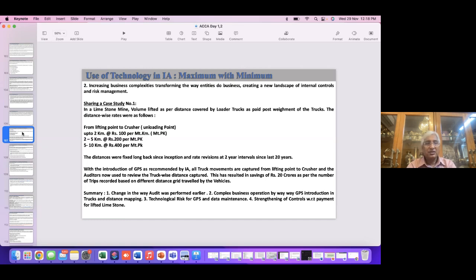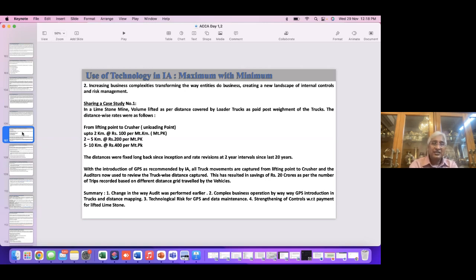In a limestone mine, volume lifted, as per distance covered by loader trucks, is paid post-payment of the trucks. The distance-wise rates are as follows. From lifting point to crusher, up to 2 km, 100 per metric ton kilometer; 2 to 5 km, 200; 5 to 10 km, 400. The distances were fixed long back since inception, and rate revisions have happened at 2-year intervals over the last 20 years. So in 20 years this is the present rate.